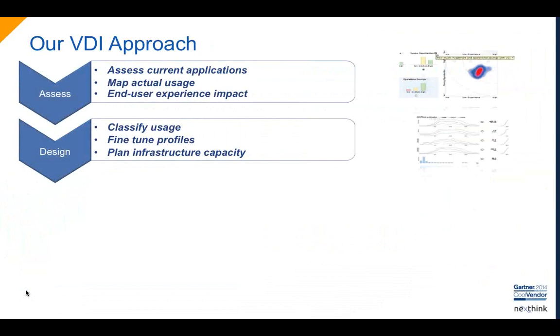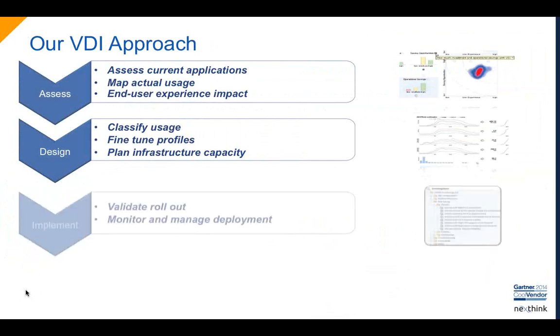We can choose a single device and tell Nexthink, okay, if I'm going to virtualize this single desktop, how many resources do I need? Or if I want to migrate this group of devices that belongs to this department, how much resources do I need in order to virtualize it? And Nexthink can tell you the exact amount of resources that you need.